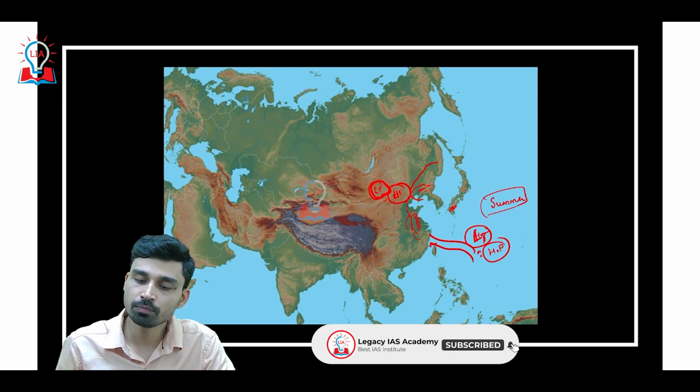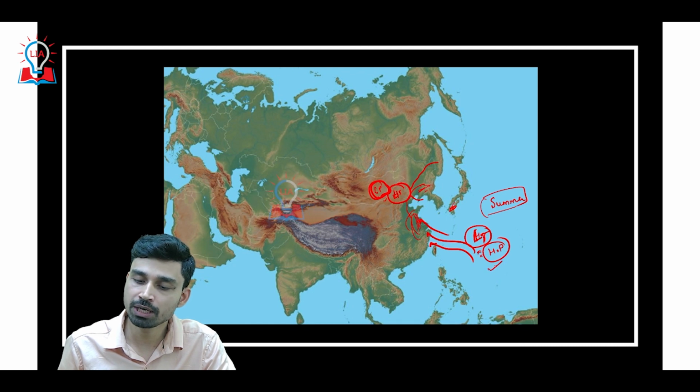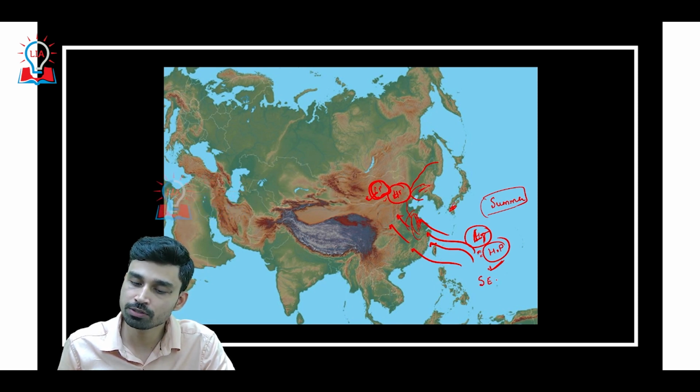Thus in the summer season, if it is asked in which direction wind will blow, it will blow from the ocean toward the land, because over the ocean we have high pressure and over the land we have low pressure. Wind always blows from high pressure to low pressure, and these winds coming from the southeastern side are called southeast monsoon winds.